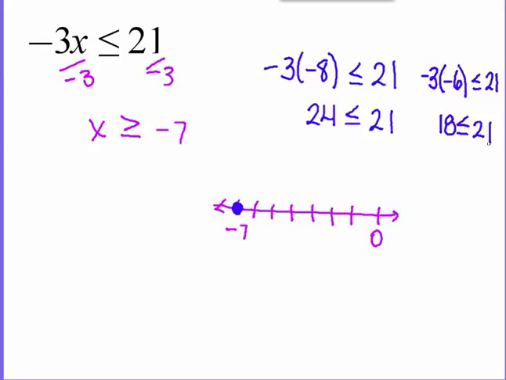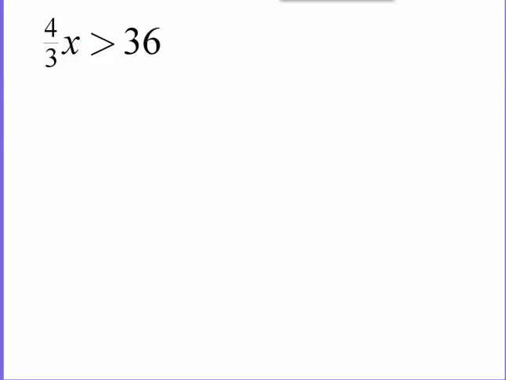So whenever you divide by a negative number, you must flip the inequality. Okay, so whenever you multiply or divide by a negative number, you have to flip the inequality. So let's look at this one.